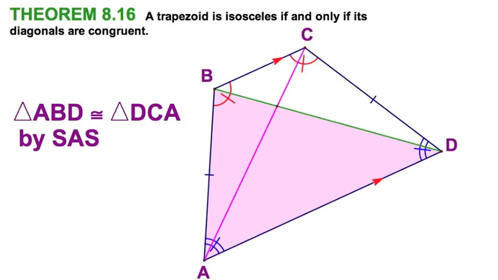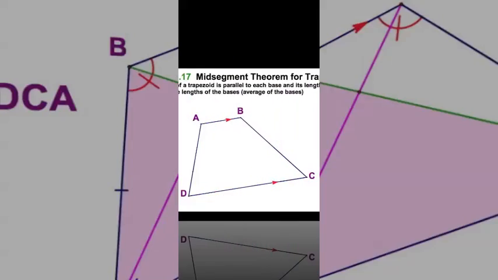So then corresponding parts of congruent triangles tells us that the diagonals are congruent. And there you have it. Pretty slick. And the converse is true as well, but, well, I'll let you prove that.